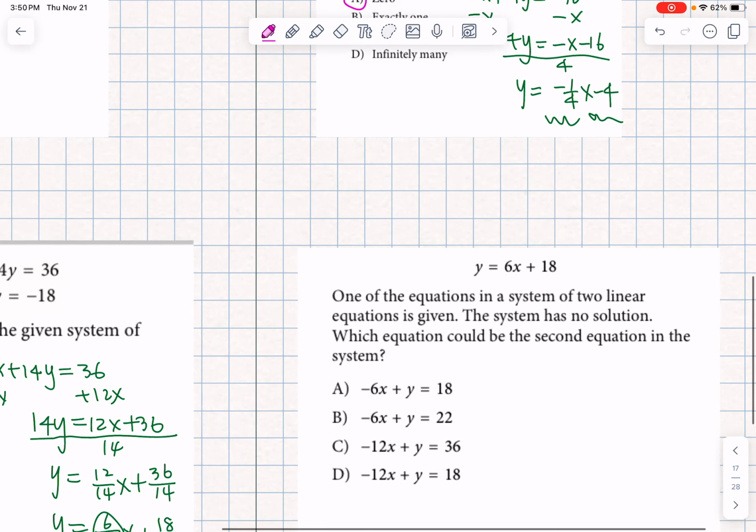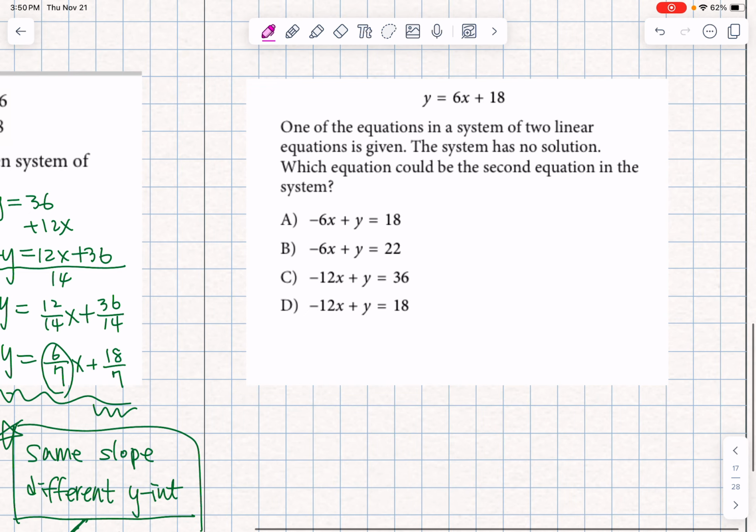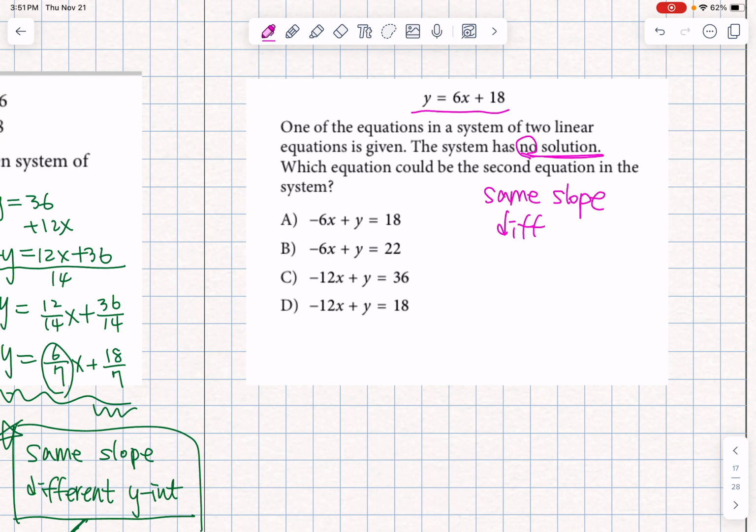And then another question here. y equals 6x plus 18. One of the equations in a system of two linear equations is given. The system has no solution. No solution means the same slope and a different y-intercept. Remember, same slope with a different y-intercept.